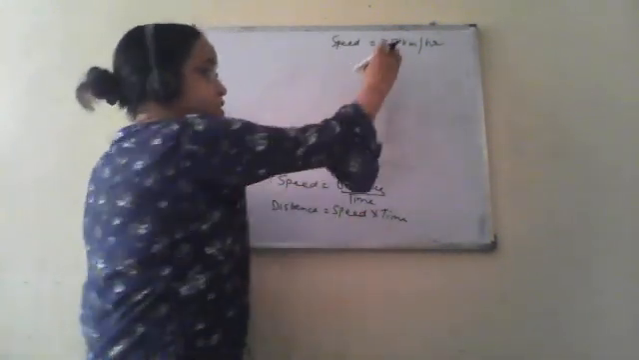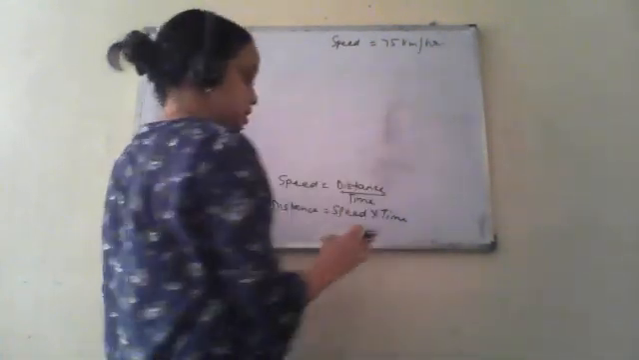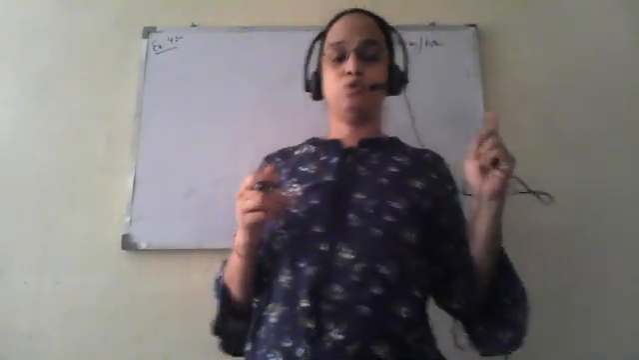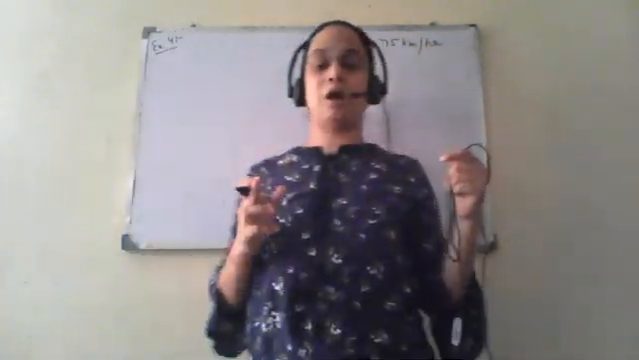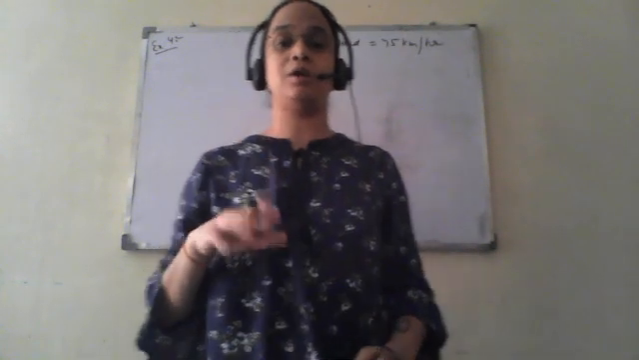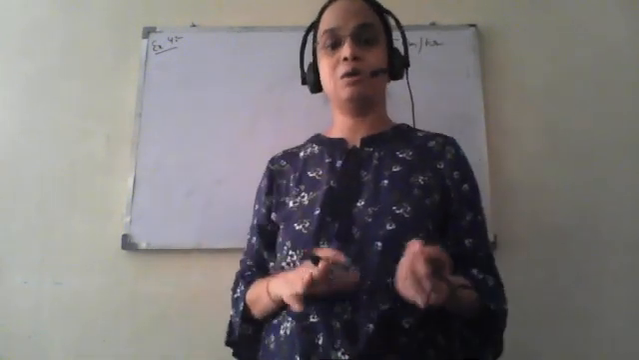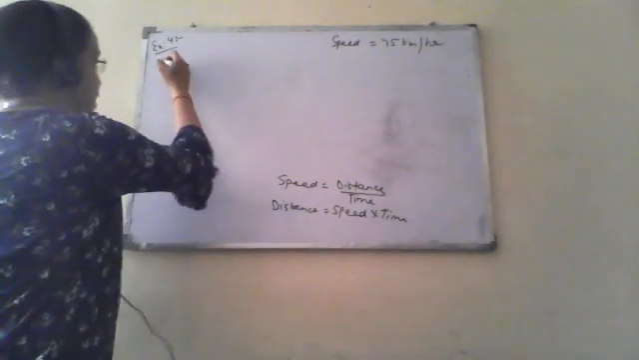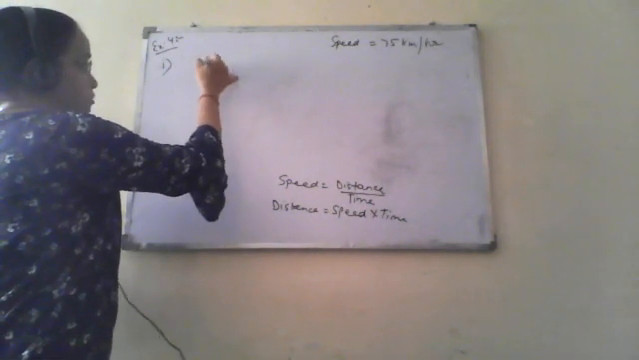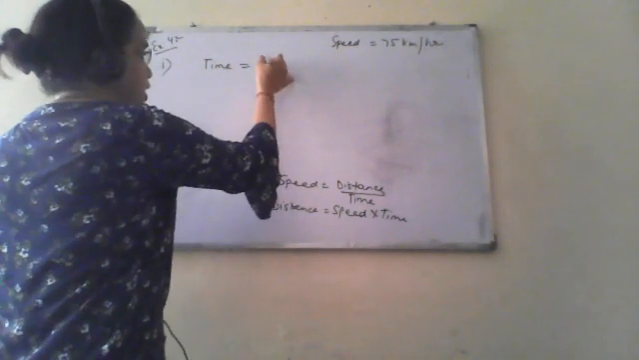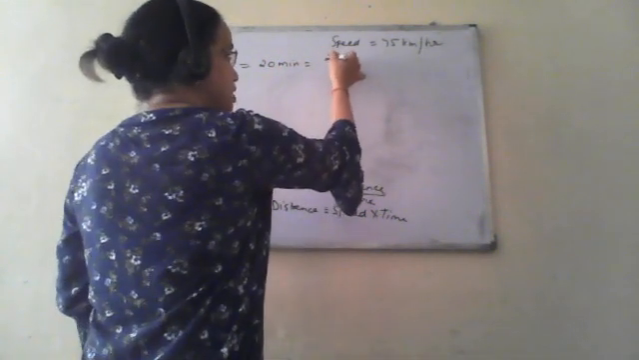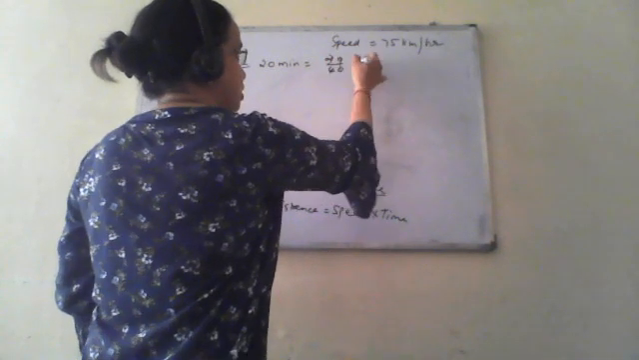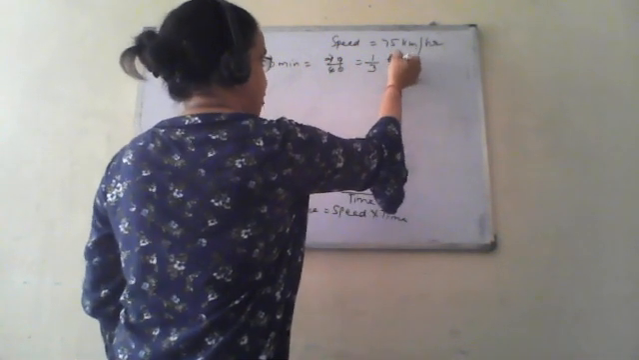Remember, this speed is given in kilometers per hour and in the question they have asked for 20 minutes. So two things are there: either we convert the hour into minutes, or we convert the 20 minutes into hours. It's better we convert the 20 minutes into hours. To convert it into hours we simply divide it by 60, so it becomes 1 upon 3 hour.